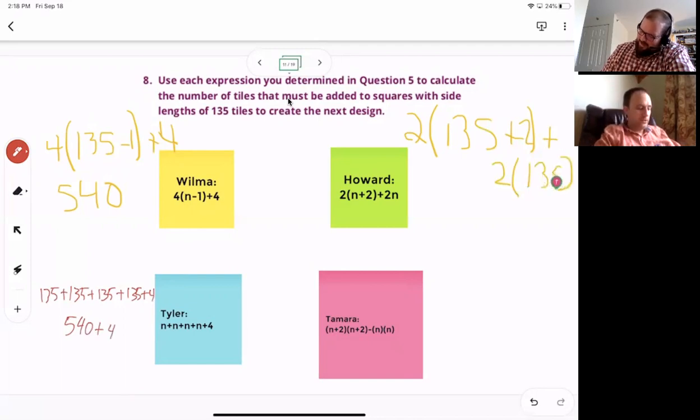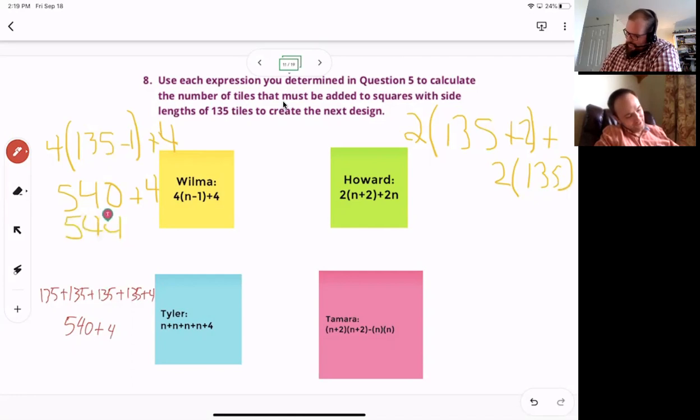Let's see. Now I got to do 2 times 137 this time, and then add 2 times 135. We're going to have some issues. I forgot to add the 4 on the previous one. Okay, that's what I just learned, because I got 544, and I'm pretty sure these are supposed to be the same answer. 544, and I got 544. Told you I'm having a day.